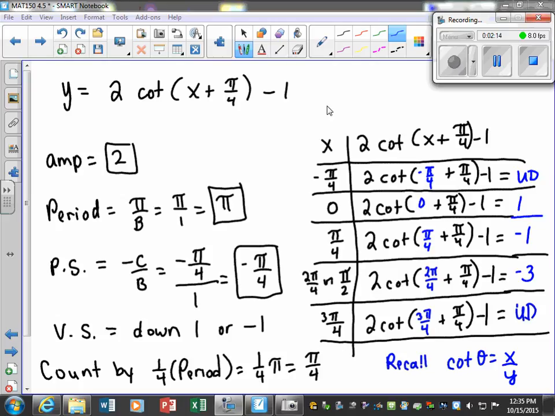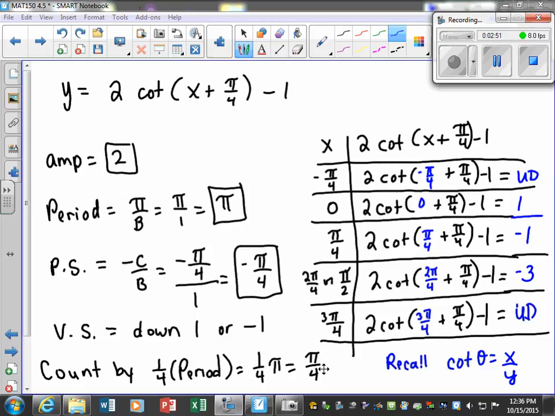Okay, and let's look at a cotangent example. Amplitude 2, period, remember, is pi for tangent and cotangent, so pi over b. The b is just a known 1 here, so period is just pi. The phase shift is -c over b, simplifies to -pi fourths. We have a vertical shift of it's going down 1. And we said just to stay standard, have a standard method, we're going to count by 1/4 of the period. Well, the period was pi, so our increments are going to be pi fourths increments.